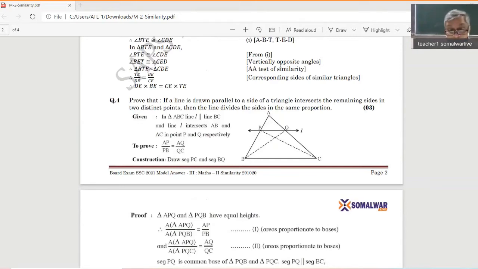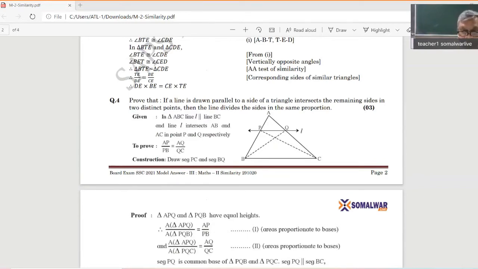Now let us think about the given thing, that drawn triangle ABC. We have drawn line L parallel to BC, which passes through AB and AC at P and Q. Now PQ is parallel to BC. Then he is saying the line divides the sides in the same proportion, means that line L divides the remaining sides AB and AC in proportion, means AP upon PB is equal to, we have to show, AQ upon QC. To prove AP upon PB is equal to AQ upon QC, we have to make a certain construction. To make the construction, what are we doing? We are joining PC and we are joining BQ.